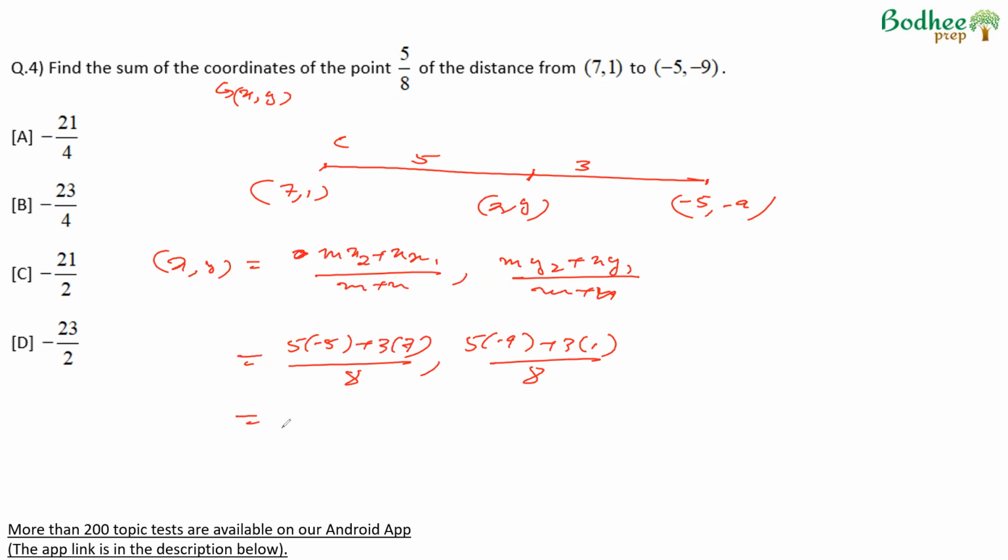This becomes minus 25 plus 21, minus 4 by 8, comma, minus 45 plus 3, minus 42 by 8. We have to find the value of x plus y, sum of coordinates, minus 4 by 8 plus minus 42 by 8, which is minus 46 by 8, divided by 2, minus 23 by 4. Option B becomes my answer.